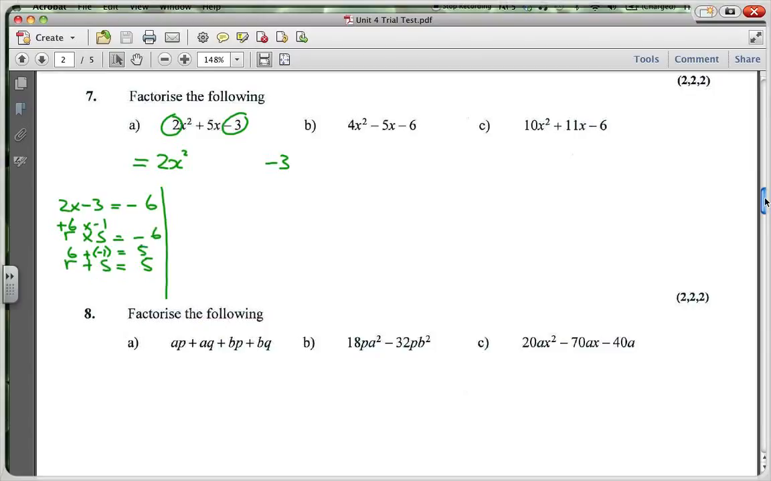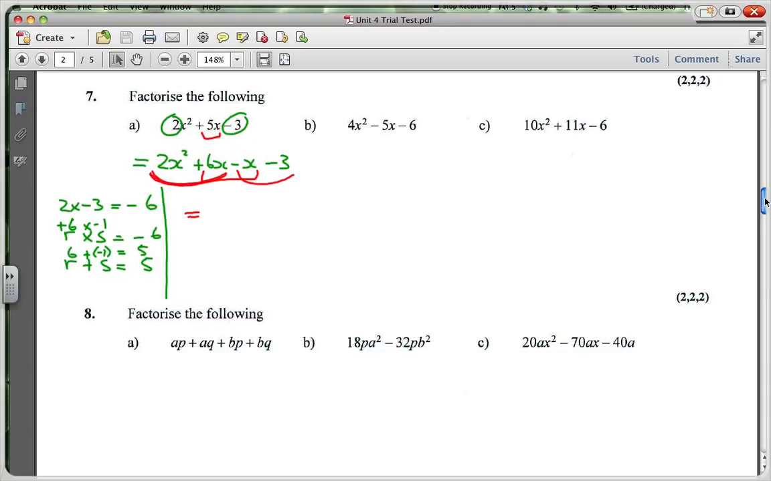But now what we have to do with this is that we write this now as plus 6x minus x minus 3. Now, as you can see, I haven't actually changed this at all. This 6x minus x is actually equal to 5x, so there's no change. But what I can do now is use grouping to factorize it further.